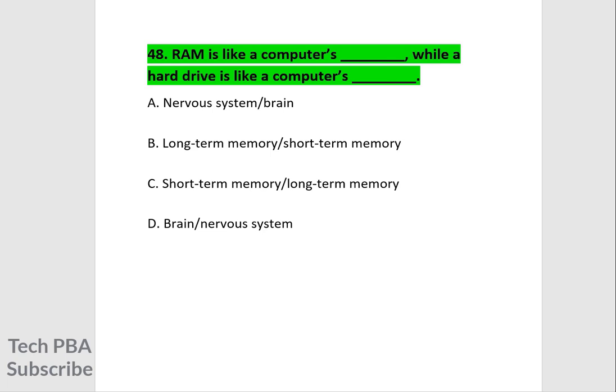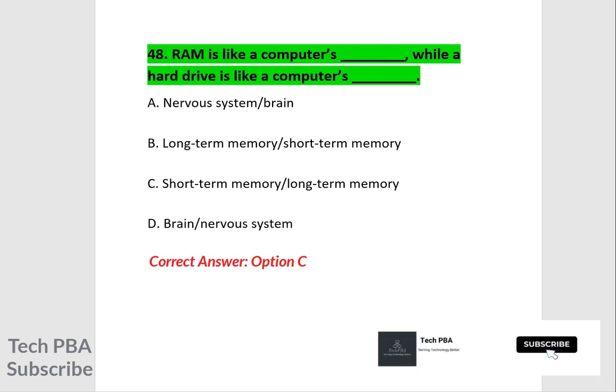Question number 48. The RAM is like a computer's dash, while a hard drive is like a computer's... So the correct answer here is option C. The RAM is like a computer's short-term memory, while a hard drive is like a computer's long-term memory. Yes, that is because with the RAM, which is the random access memory, the moment you shut down or restart your computer, it loses everything in its memory. But with the hard drive, even if you shut down your computer for ages, the moment you power it up again, everything that you ever stored on there would still be there. So the RAM is like the computer's short-term memory, and then the hard drive is the computer's long-term memory. So option C, correct answer.